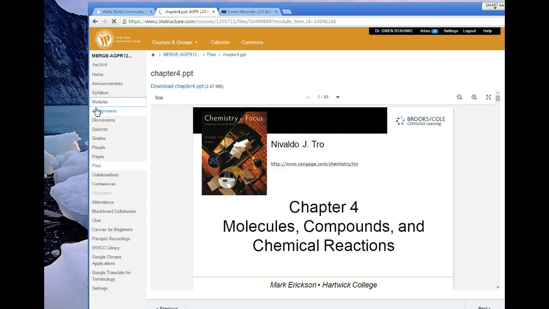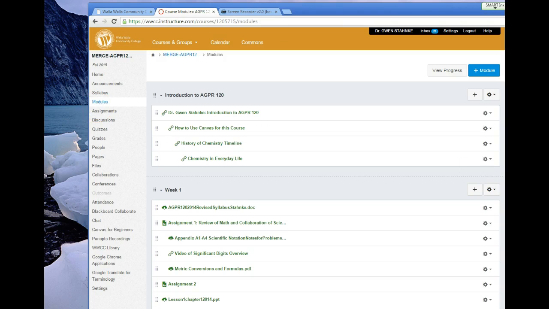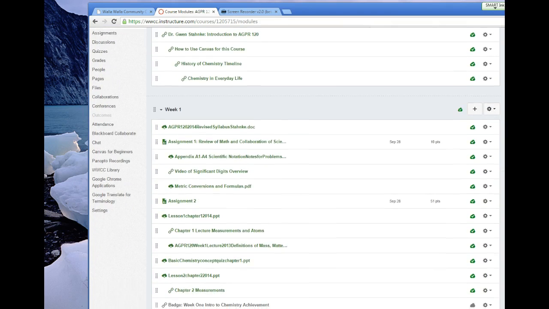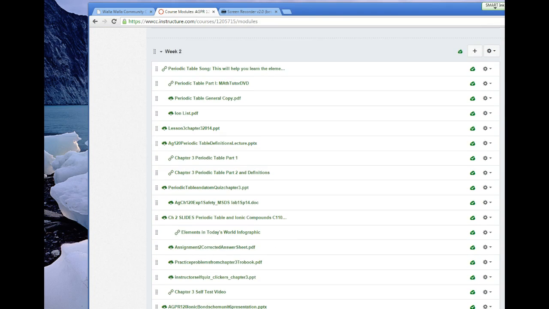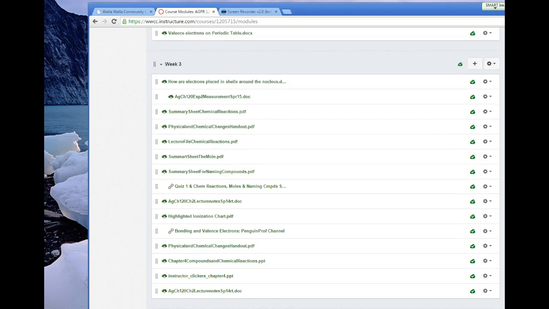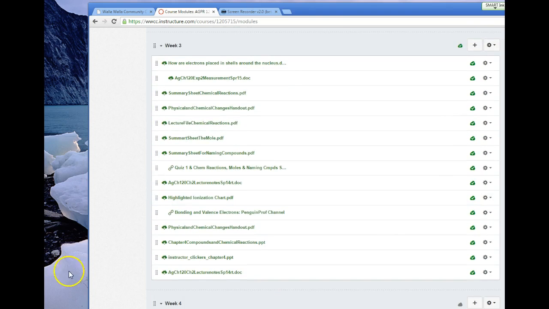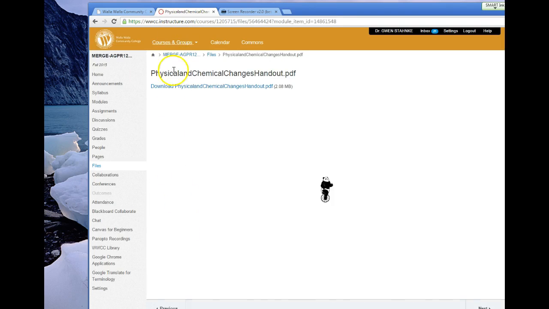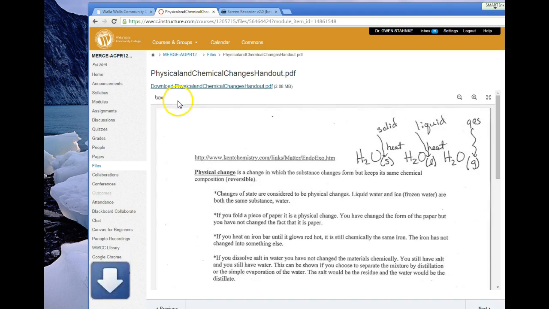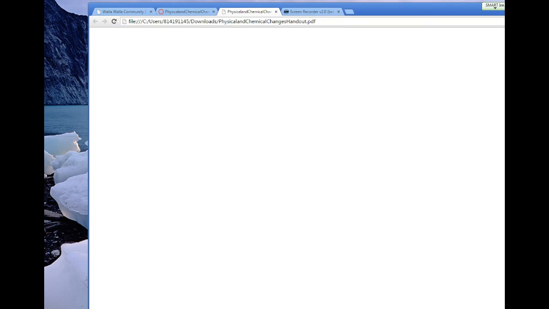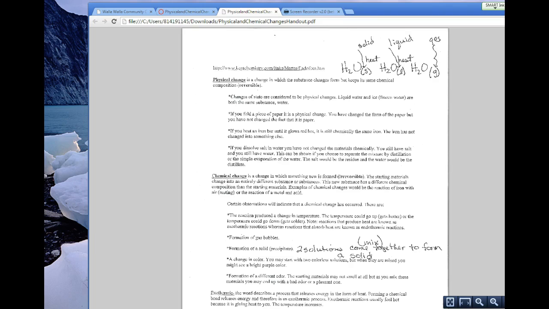Let me get into the module. I want to find that handout that I told you about. I'll show you where it is on here. Okay, no, those are the lecture notes. Physical and chemical changes. Okay, so this is just a review of the slides that we looked at in Chapter 3. So we're just going to look at this very quickly. Oh, that's not very good. Okay, hopefully your copies look better than this.